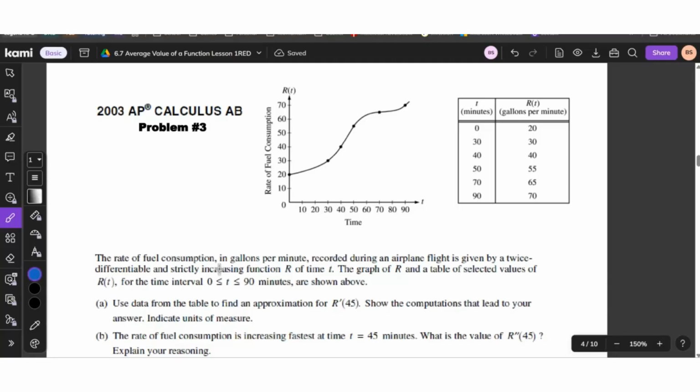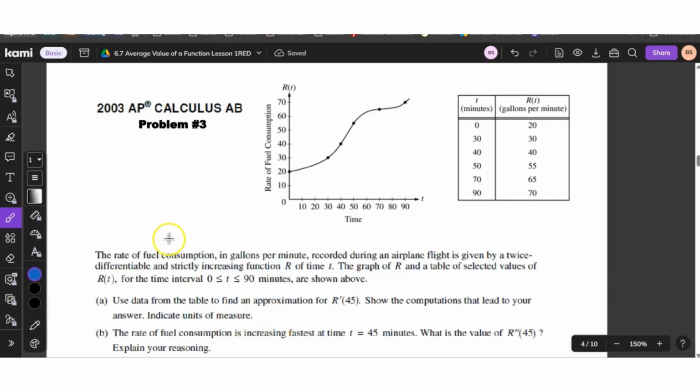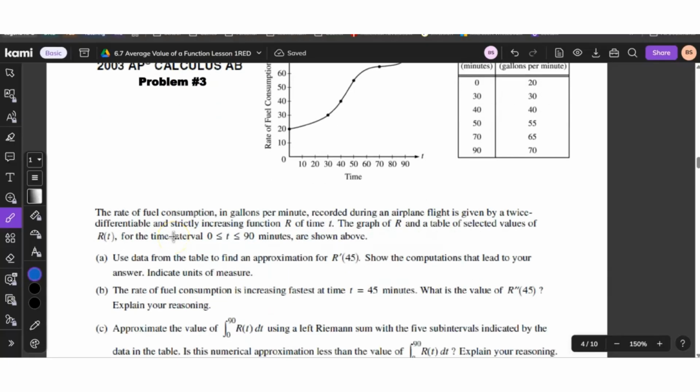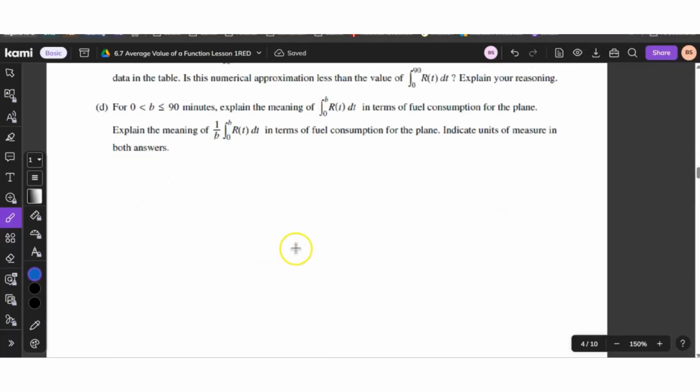Okay. AP Calculus problem number 3 from their exam, which means you can go look up the answer key if you want. The rate of fuel consumption in gallons per minute recorded during an airplane flight is given by a twice differentiable and strictly increasing function r of time t. The graph of r and a table of selected values of r(t) for the time interval from 0 to 90 are shown above. Use data from the table to find an approximation for r prime of 45. So what am I doing first? Taking the two numbers closest to it, which are 40 and 50, and we're just going to find the slope of the secant line, right?